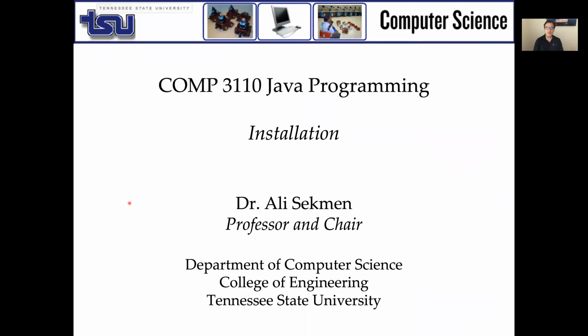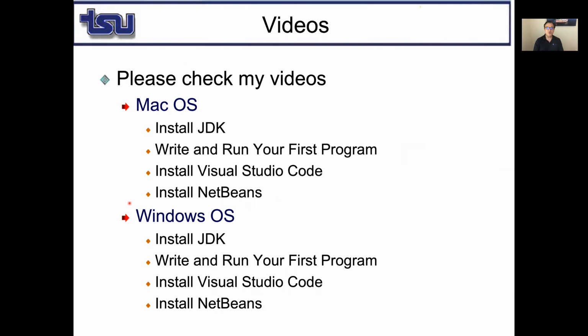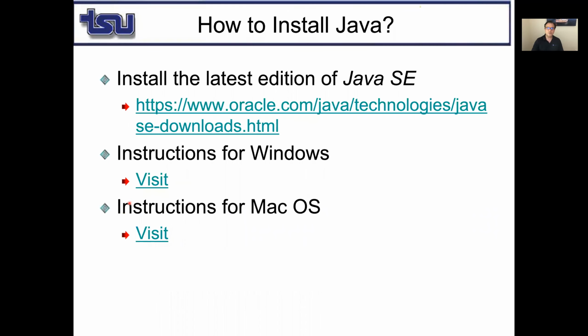I'm going to show you today how to install and use Java software on Mac operating system as well as Windows operating system. I already did 4 separate videos for each operating system. You can watch those videos and go step by step and understand how to install Java Development Kit, write and run your first program, how to install Visual Studio Code source code editor, and also how to install NetBeans IDE, which is an integrated development environment. So I strongly suggest that you watch those videos so that you have all software required for this class installed in your computer. But let me go and very briefly summarize.